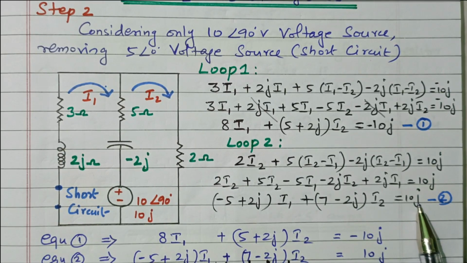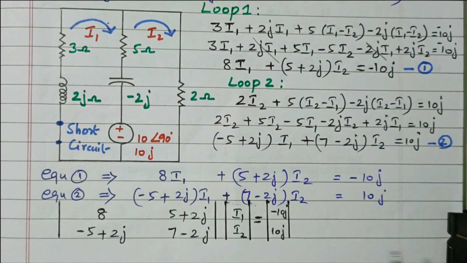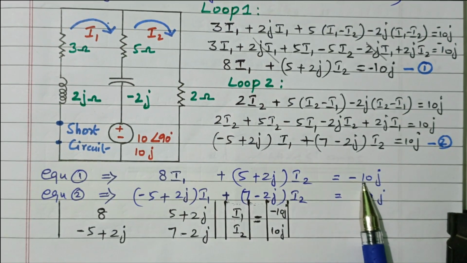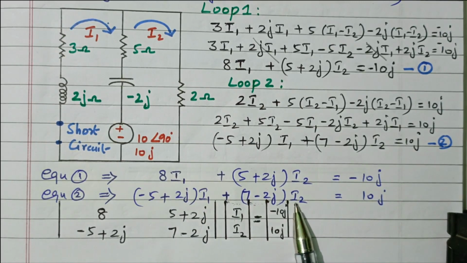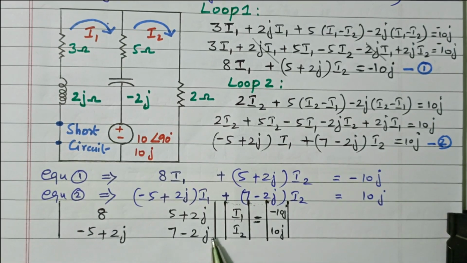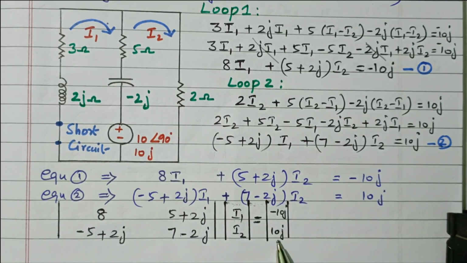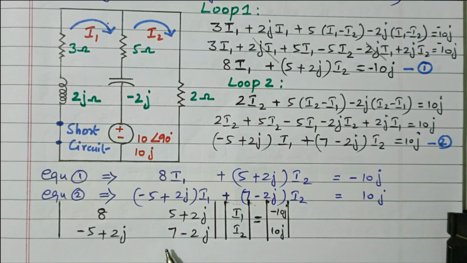Right? So now we can consolidate equations 1 and 2. 8I1 plus (5 plus 2j) I2 equal to minus 10j. Minus (5 plus 2j) I1 plus (7 minus 2j) I2 equal to 10j. So it is written in matrix form: 8, 5 plus 2j, minus 5 plus 2j, 7 minus 2j, times I1, I2, equal to minus 10j and plus 10j. So this can be formed. This is V equal to I into R: voltage matrix, current matrix and resistance matrix.